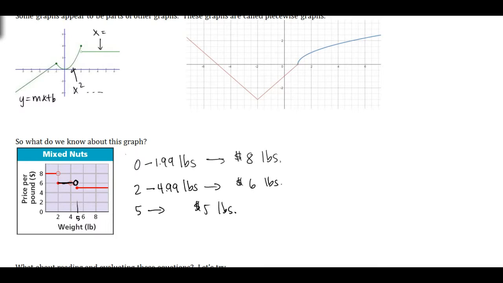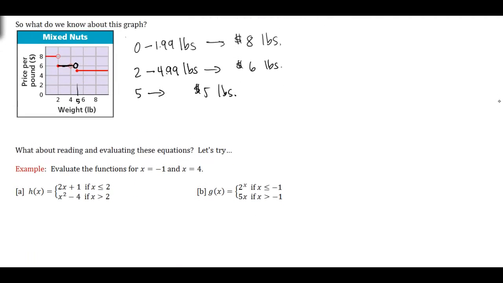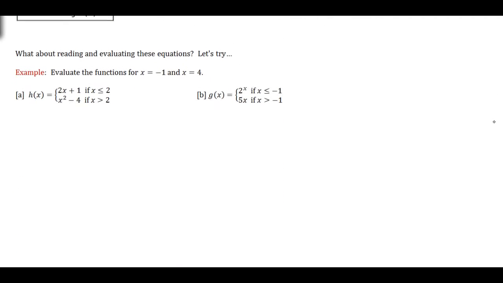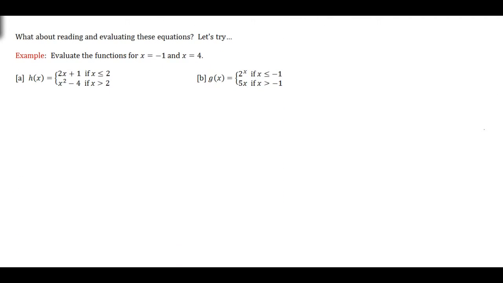Now that you've got a little idea of these weird equations that do 2 different things at 2 different times, let's see if you can read one. All right, so here's my first example. It says evaluate the functions for x is -1 and x is 4. So let's start off with x is -1.